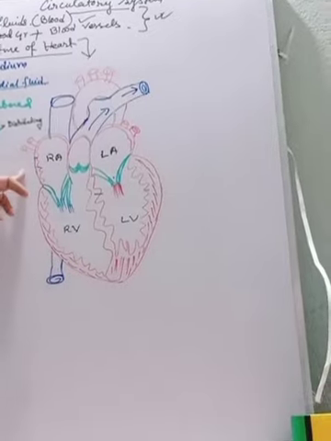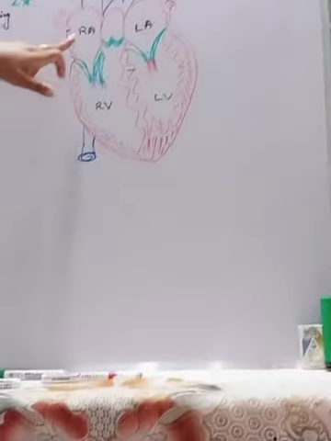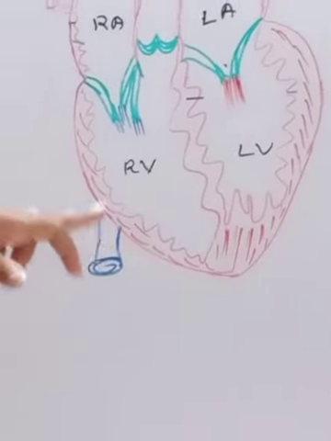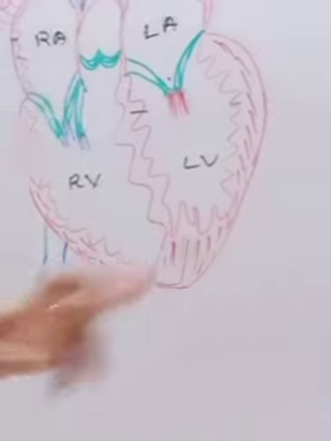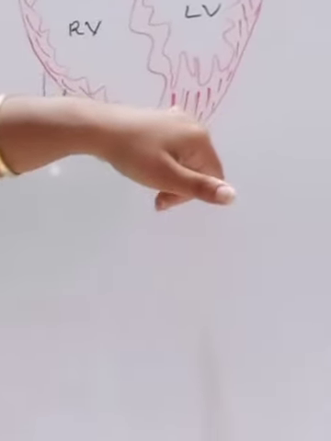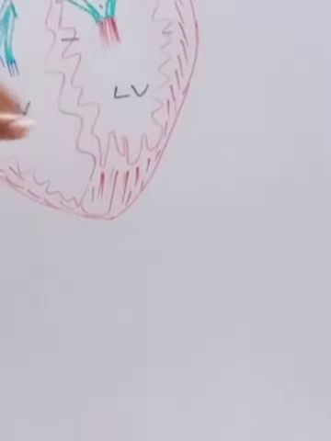If you see minutely in the diagram, you can see I have drawn the wall of the auricles thinner, but the wall of the ventricles thicker. And even the left one is more than the right. The left ventricle wall, or muscles, are thicker than the right one.